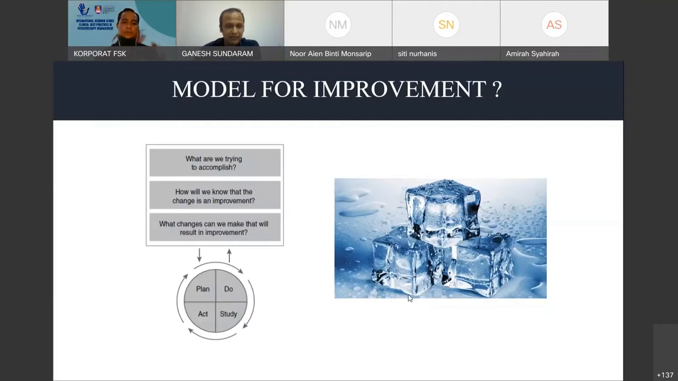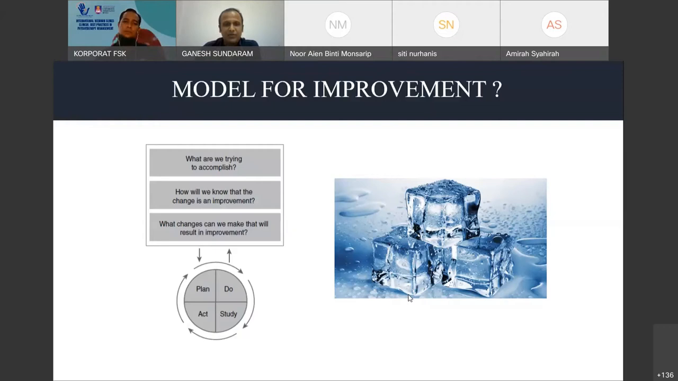What is on the right side? That is called as IDEAS. So IDEAS is from the patient side. What is my patient's idea, what is his concern, and what does he expect? So what is your expectation? That is E, expectation.